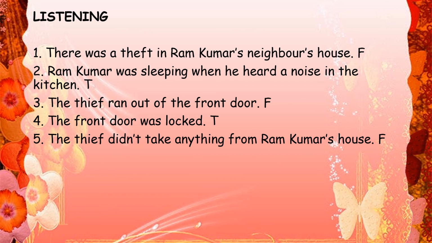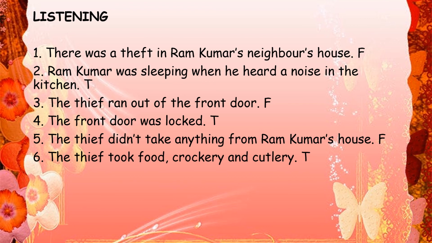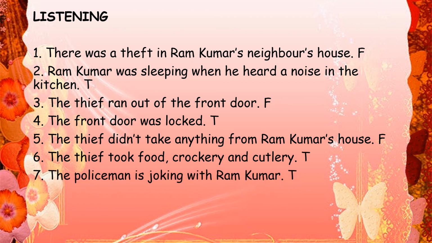Fifth, the thief didn't take anything from Ram Kumar's house. False, he took some things. The thief took food, crockery, and cutlery. True, those were things the thief took. Seventh, the police officer is joking with Ram Kumar. True, he was actually joking with Ram Kumar.